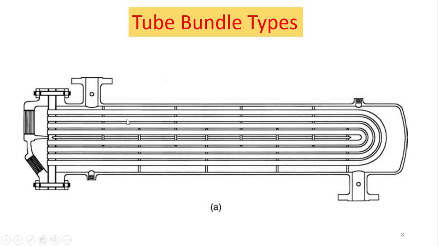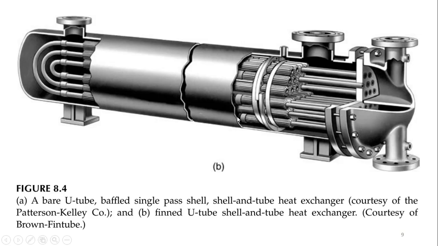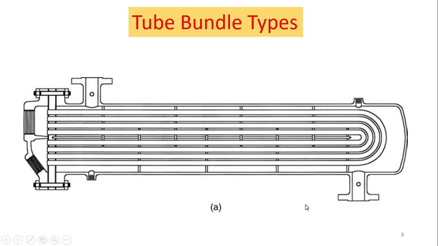These tube bundles sometimes have extra surfaces on the outer side. This is the shell and tube heat exchanger type in which the tubes are bare tubes. Let me show you the next slide. So a bare U tube, baffled single pass shell and tube heat exchanger, right? Single pass means the fluid enters into the shell side from this side and leaves from this side, right?